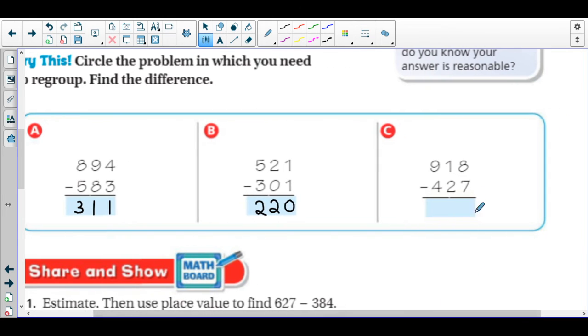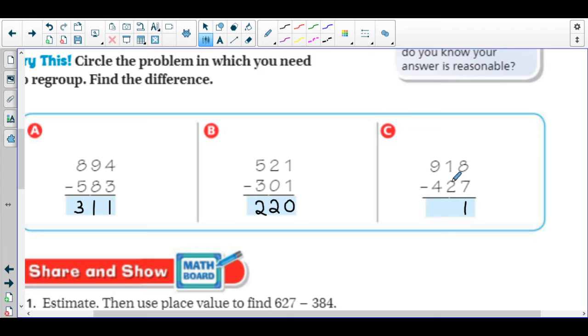All right, so let's look here at this last one. Can I take 7 from 8? All right, if I have $8 in my pocket and this person here says, hey, you owe me $7, will I have enough to pay him back? Yes, I will, and I will have $1 left in my pocket.